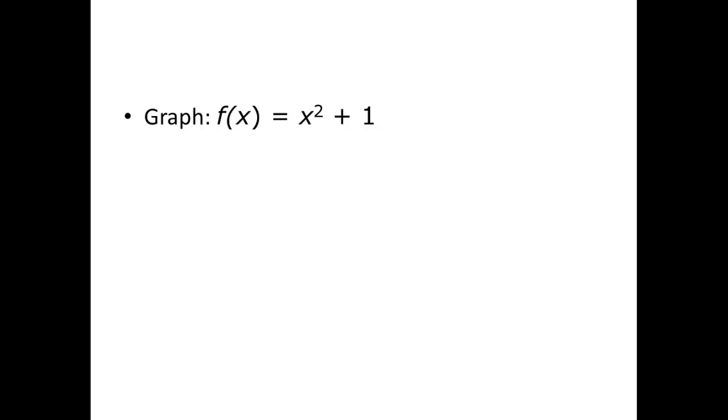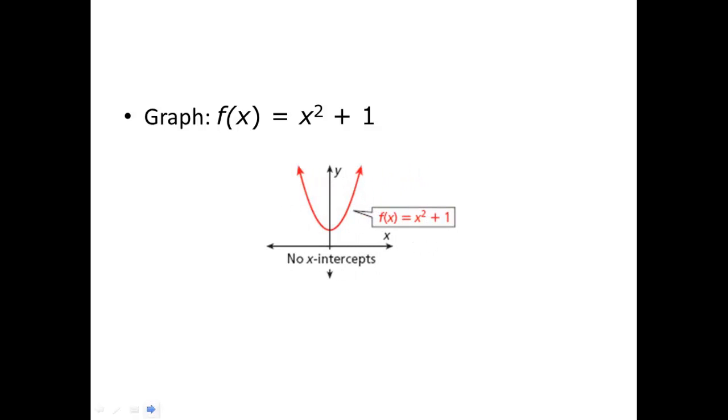Okay, we can put it in our calculators. We should recognize this is the graph of our parent function x squared shifted up 1. Okay, and what I'd like you to notice is that this graph does not cross the x-axis. So there are no x-intercepts.